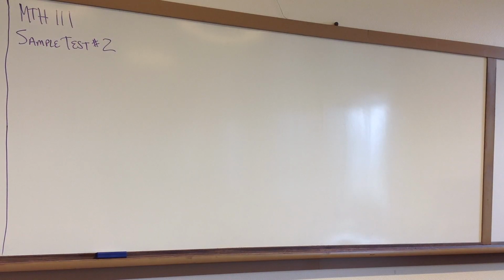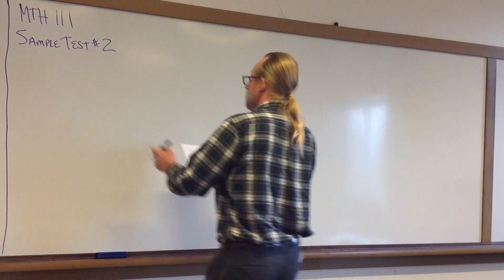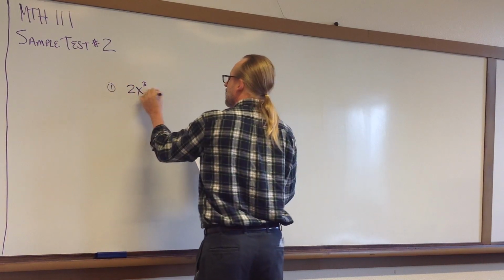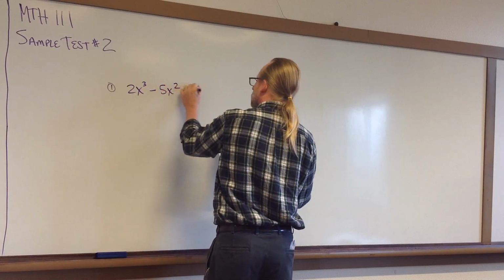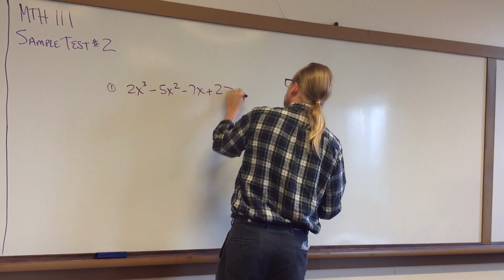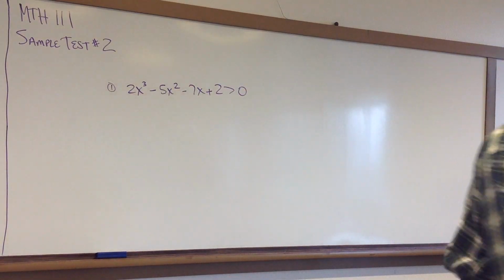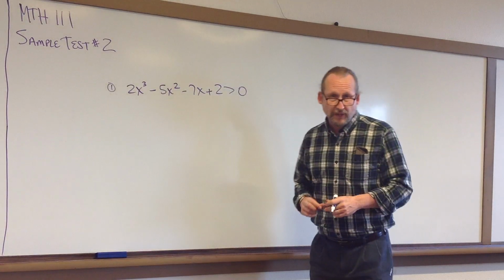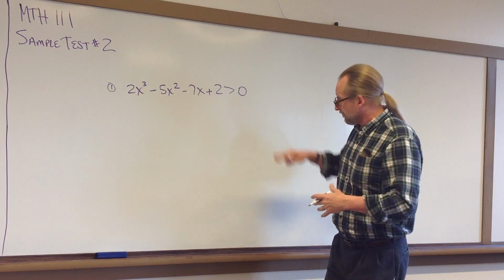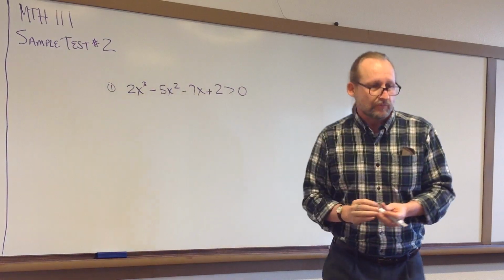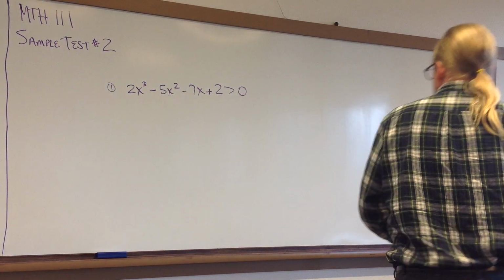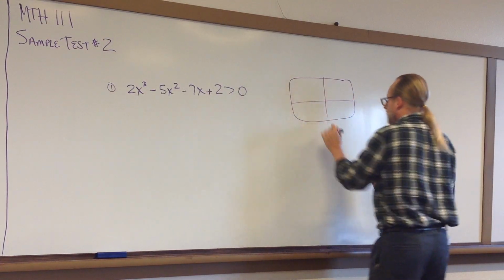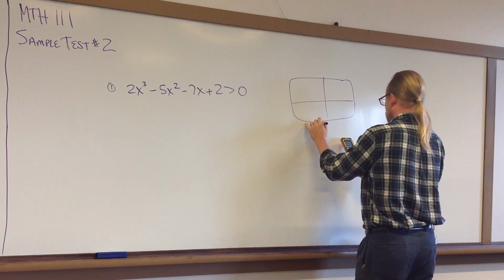Problem 1, we've got 2x to the third minus 5x squared minus 7x plus 2, and we want to know where is that going to be greater than 0. So what we need to do is find the roots for this equation and then look at where the graph is above the x-axis and where it's below the x-axis. So I'll sketch a little version of what I'm seeing on the calculator, and then I'll show it to the camera.